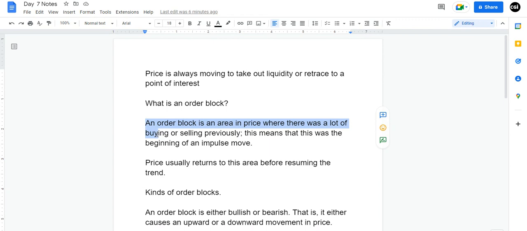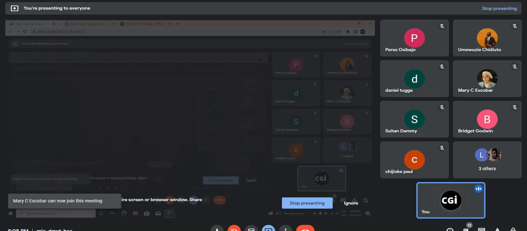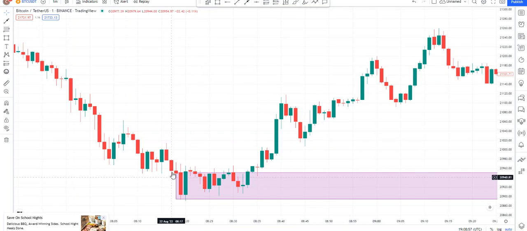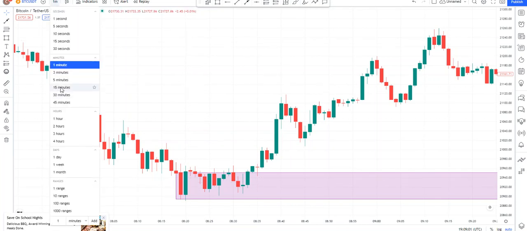So in this case, there was a lot of buying, so that was what created an upward impulse move. All right, so that is the beginning of the impulse move. So we go right down to the very beginning of the move. So if we go back to our 15 minutes, we have gone from 15 minutes to the 1 minute time frame.